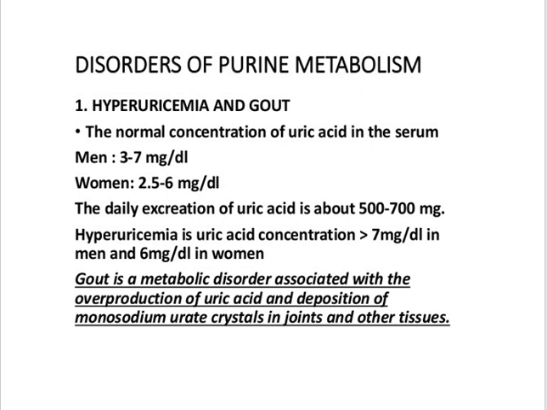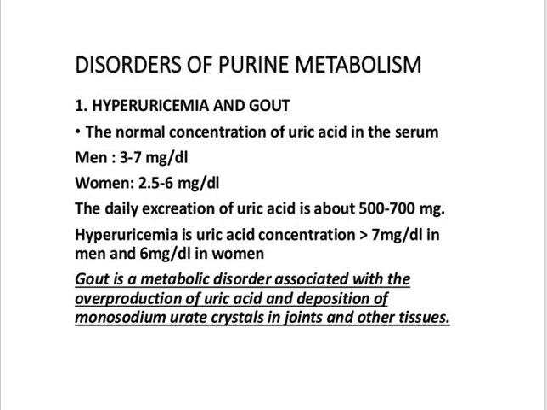Hyperuricemia is the condition in which there is accumulation of uric acid in the blood. So the level of uric acid raises above the normal level in hyperuricemia, while gout is a metabolic disorder which is associated with overproduction of uric acid and then the deposition of urate crystals in joints and other tissues.